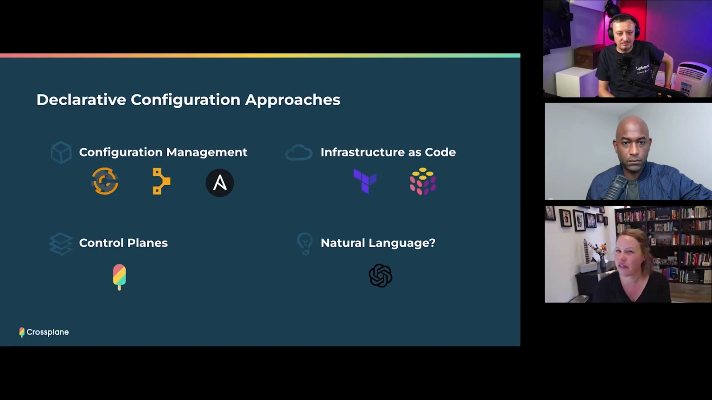So we started out with configuration management tools, and you can think about Puppet and Chef. I know we're talking about declarative. Ansible probably falls in this category. We can certainly debate that if anyone wants to. They have infrastructure as code tools like Terraform and Pulumi. They have control planes now like Crossplane. And then when we get into the future part of this talk of past, present, future framing, what I think might be interesting for us to explore is the potential use of natural language to provision our infrastructure.